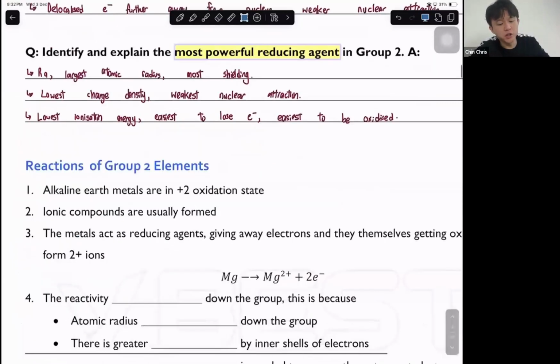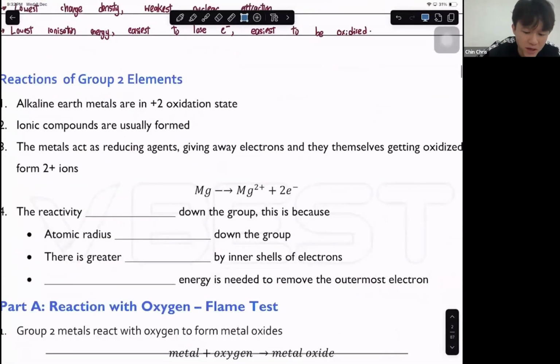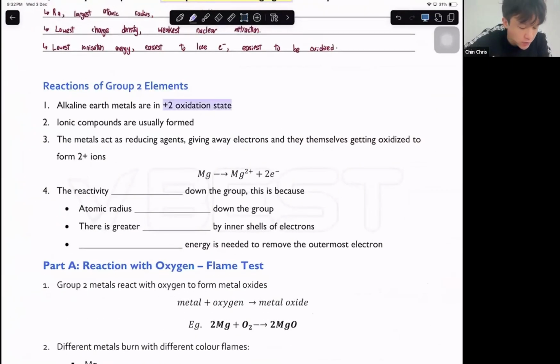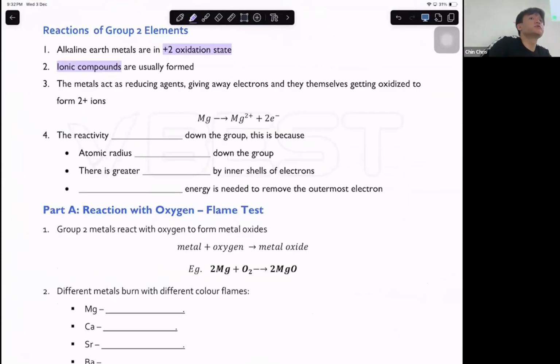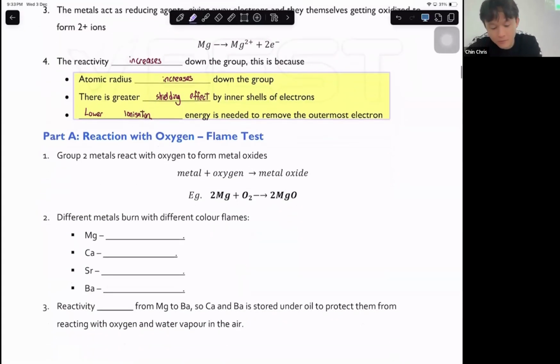Hi guys, let's go. Reaction of group 2 elements. Always remember, they always form a +2 oxidation state, usually forming ionic compounds. And the metals are reducing agents because they undergo oxidation. Reactivity going down the group increases. Why? Tell me the reason why. Atomic radius increases down the group, there is greater shielding by inner shells, and less energy is needed, so lower ionization energy. Well done, not bad. Alright guys.